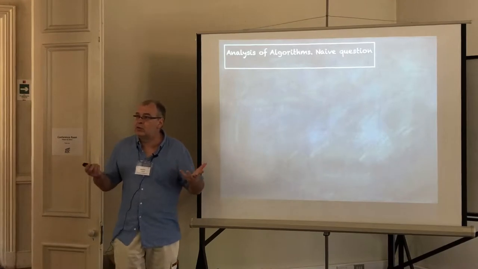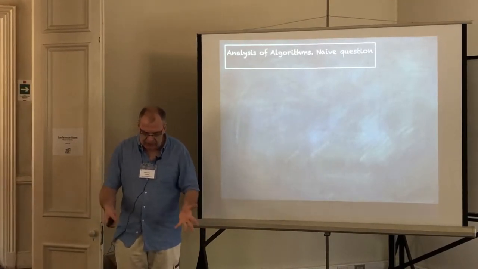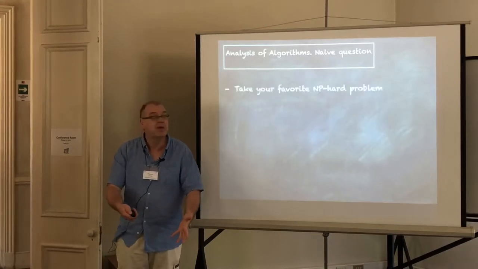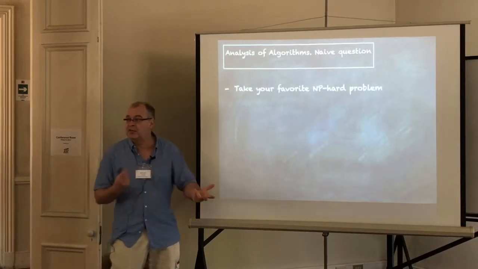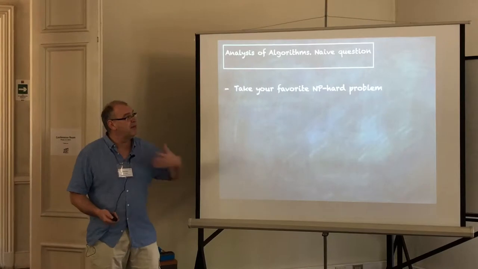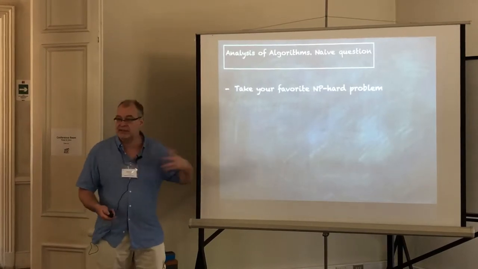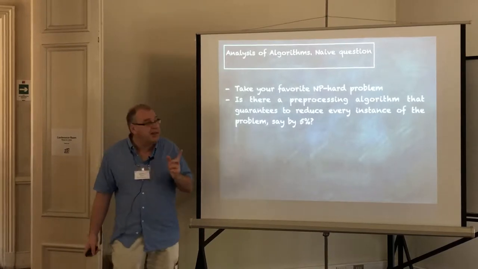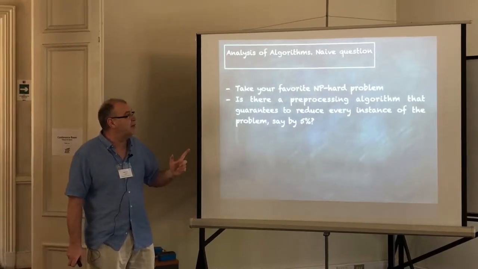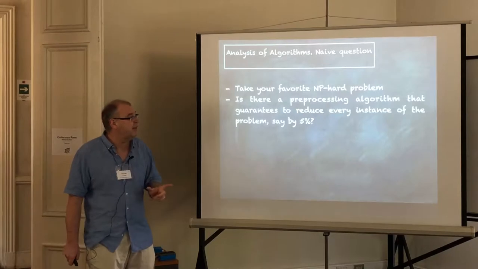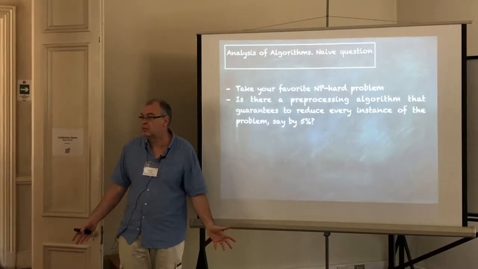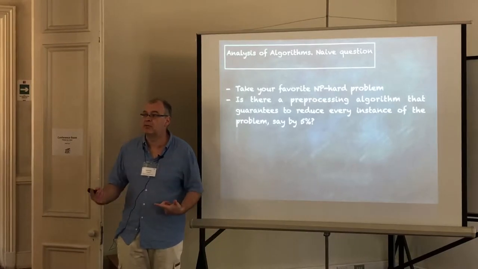OK, but what I want to see is how to analyze NP-complete problems and the preprocessing done for them. Let's take a very naive approach. I take my favorite NP-hard problem, say satisfiability. And then for satisfiability, I'm asking: is there a preprocessing algorithm that is guaranteed to reduce every instance of the problem, say by 1 or 5%? Is this possible?